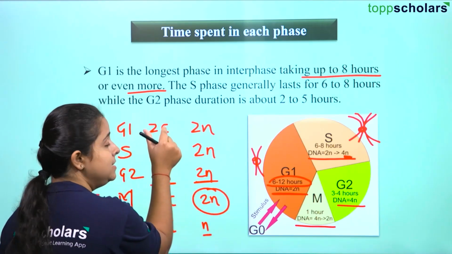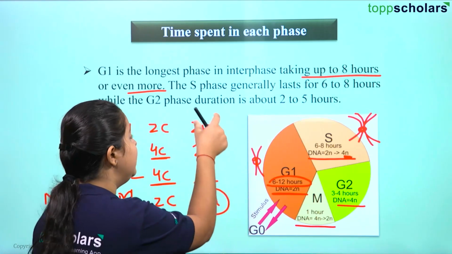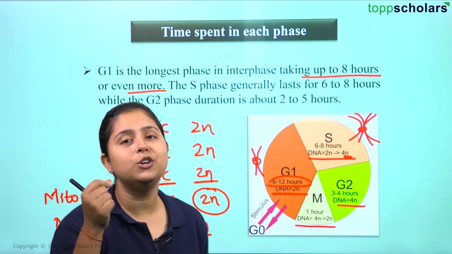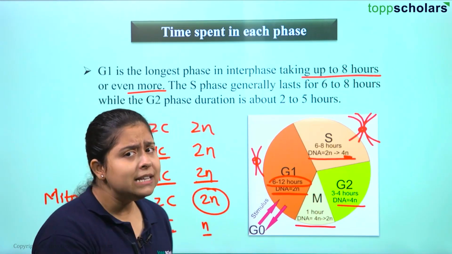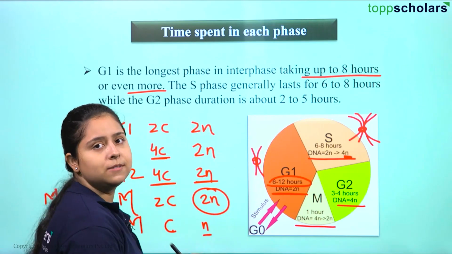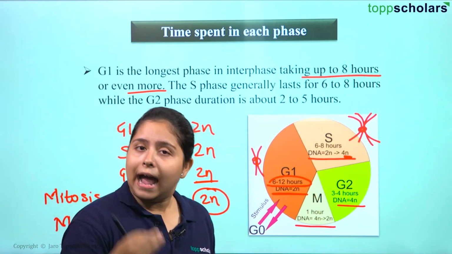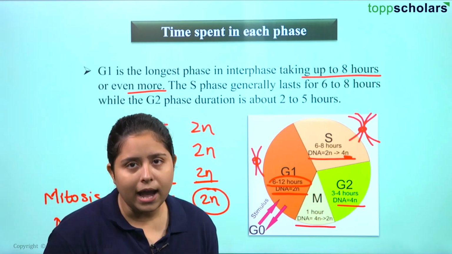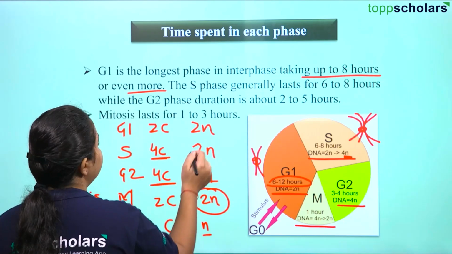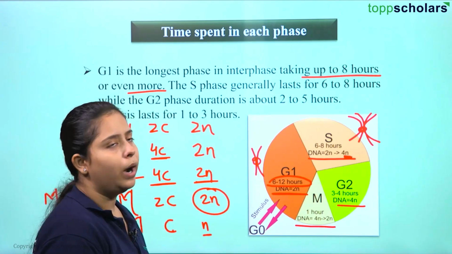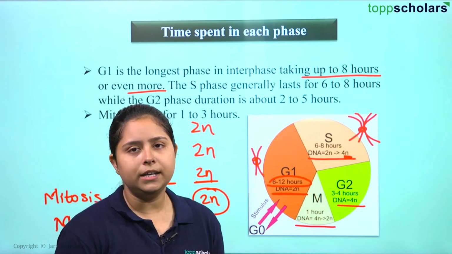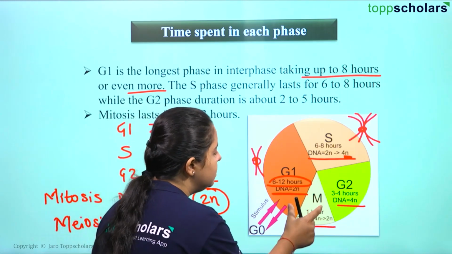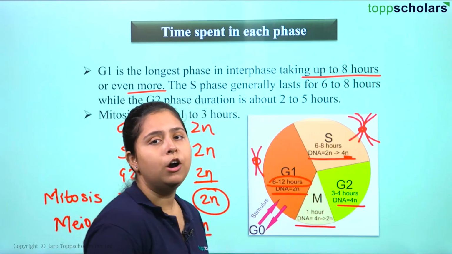What is this C? This is the amount of DNA present. What is this N? N is the number of chromosomes present. Please try to remember all these things as per the amount of DNA and the number of chromosomes as well. Over here it is written that mitosis lasts for 1 to 3 hours, which we have already studied. The shortest time spent is in M phase.